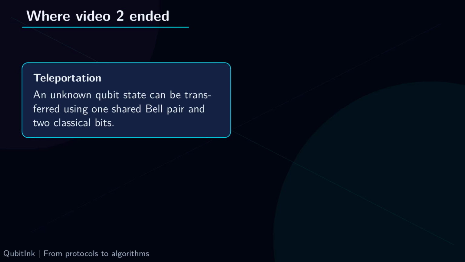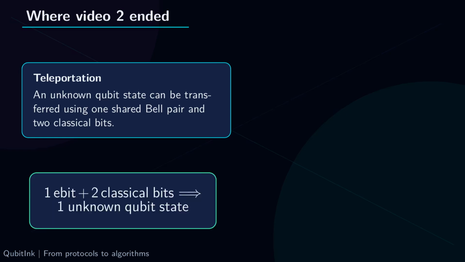Video 2 ended with two fundamental protocols, teleportation and superdense coding. In teleportation, one shared Bell pair, together with two classical bits, allows an unknown qubit state to be transferred. This does not mean copying the qubit. It means reconstructing the state at the receiver after measurement and classical communication.